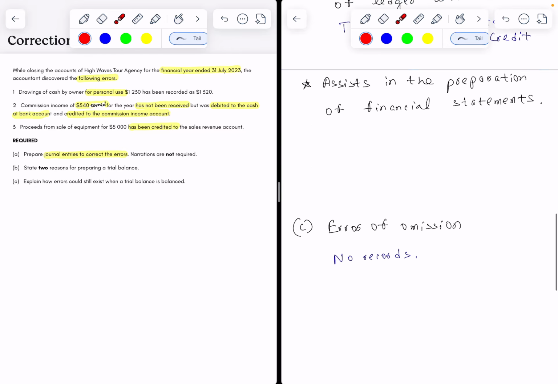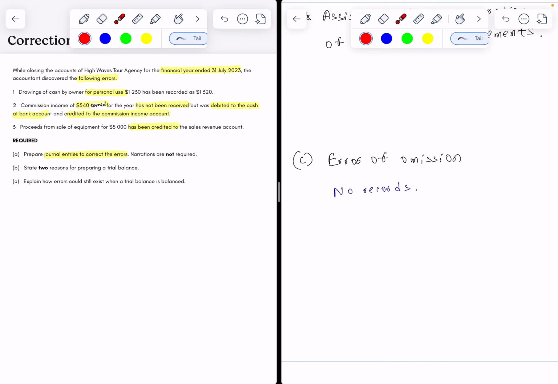Now, what is part C? Explain how errors could still exist when a trial balance is balanced. Now, we understand a trial balance can balance where the total debits and total credits are equal. But if you have failed to record a transaction, which is what we classify as an error of omission, what's happening is that you have failed to capture the debits and credits for the specific transaction in your books. So therefore, the debits and credit totals are not really affected, right?